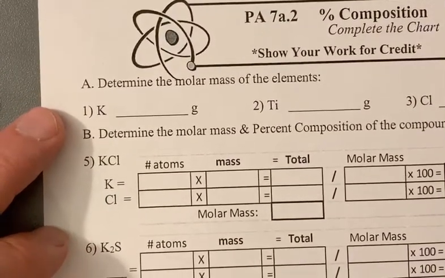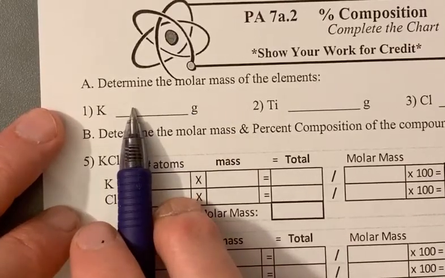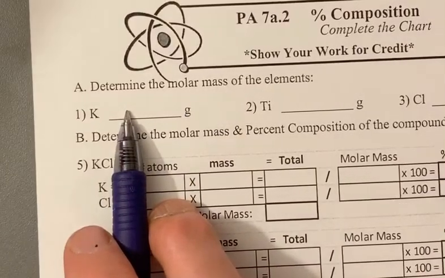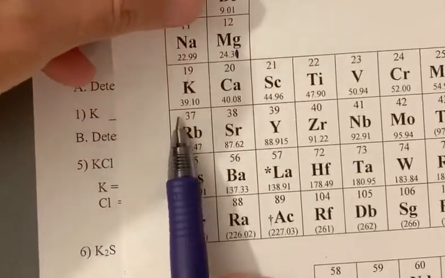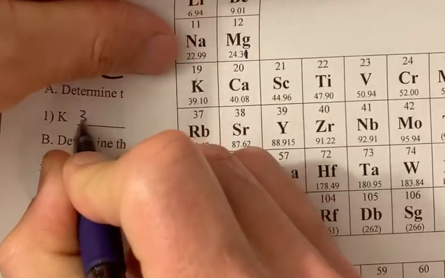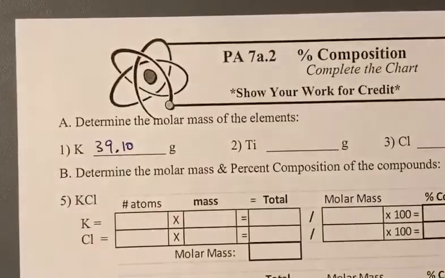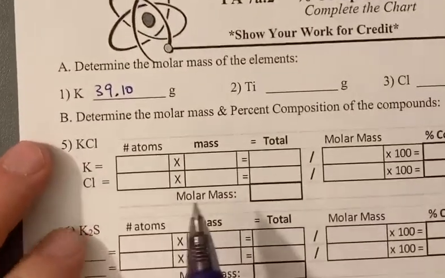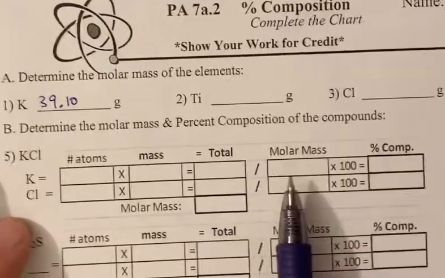And so that's what we're going to be doing here, except we're doing it with chemical compounds. So let's do a quick review from yesterday. How do we find molar mass of an element? Well, remember, we just look it up on the periodic table. So we're trying to find K. We look up K, 39.10. Remember, that is always grams. So 39.10 grams. I'll let you do the others there.